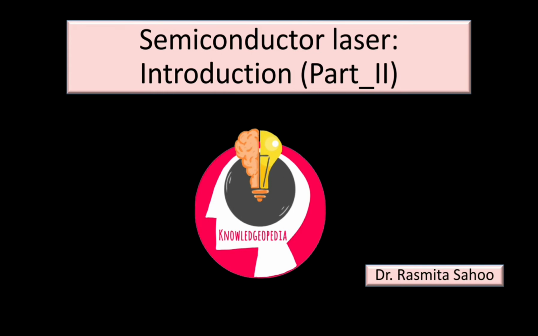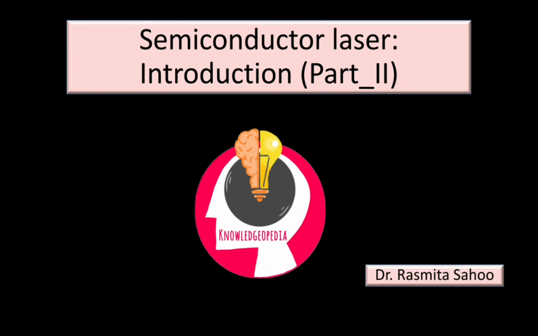Friends, today we will continue our discussion on semiconductor laser. In the previous video, we have seen what a laser is, and we have also discussed the invention history of laser. Further, we have seen what are the different types of lasers and what are different types of electron transitions. Finally, we have seen that in case of a laser, the stimulated emission of radiation dominates over absorption and spontaneous emission of radiation, right?